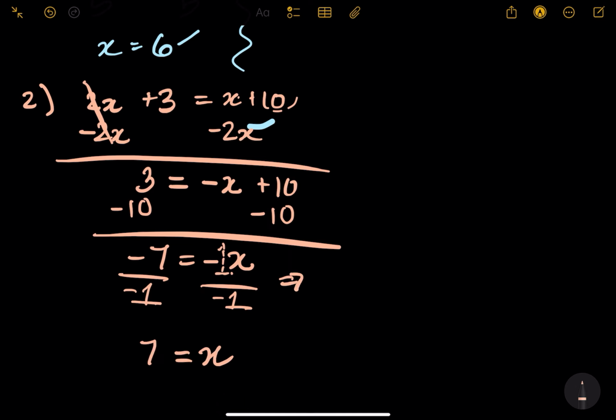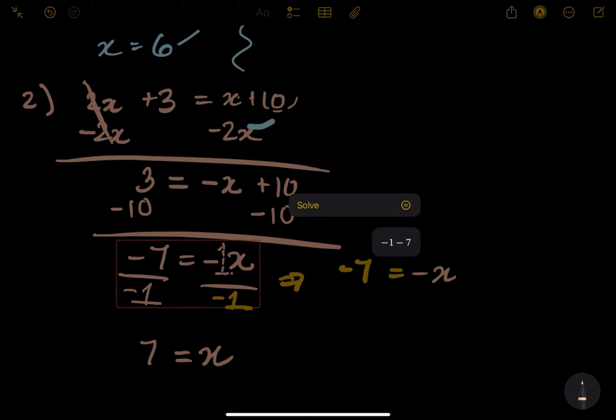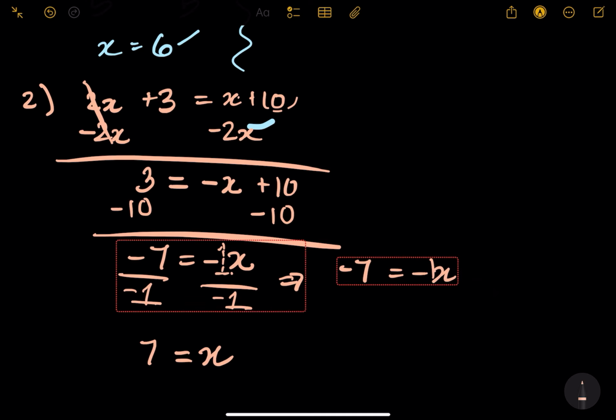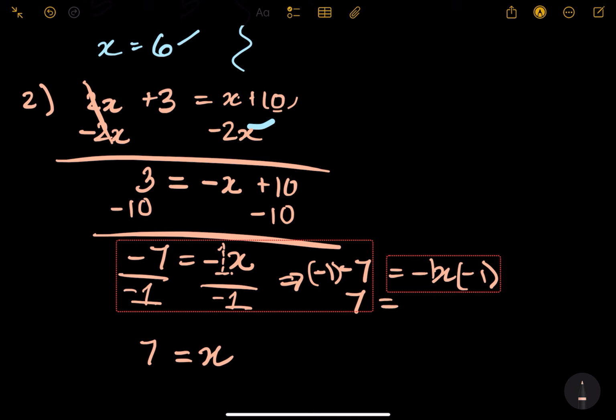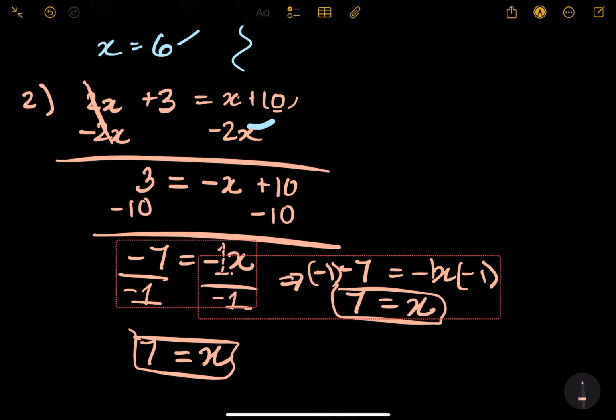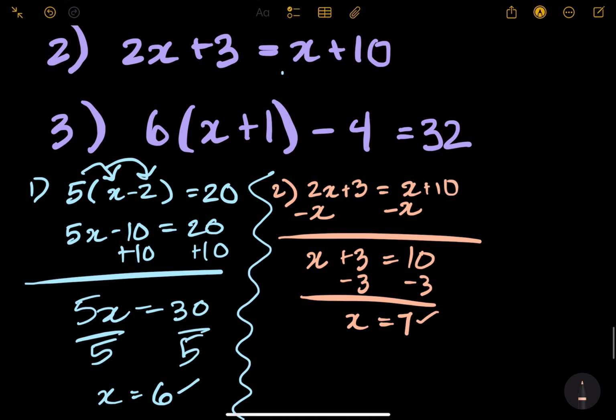Another way you can encounter this situation is negative 7 is equal to negative x. Then you can multiply both sides by negative 1 also. I like to multiply both sides by negative 1 rather than dividing. Negative times a negative gives us a positive 7. A negative x times a negative 1 gives us a positive x. So either way, our answer is 7 in all three scenarios.